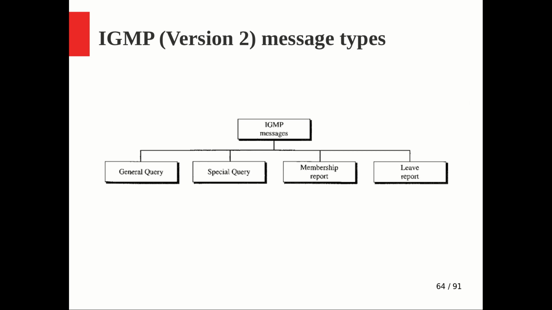IGMP has gone through different versions, and we will see the different types of messages. As per the latest version, that is IGMP version 2, if you look at the IGMP Internet Group Management Protocol messages, you can see there is a general query, a special query, a membership report, and a leave report. So mainly four types of messages. We will of course see these in detail. For the time being, you can understand it like this.